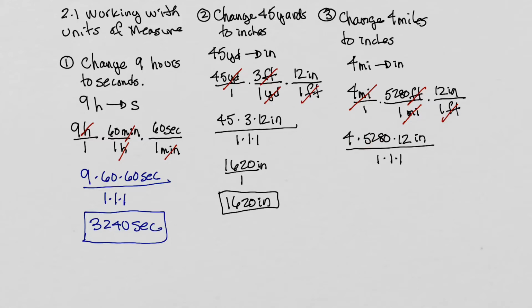Now, when I did that, I got 252,960 inches all over 1. And I did that multiplication on my calculator. So we're saying now that 4 miles is 252,960 inches. Now, let's give this a try. Let's change 18 pounds to ounces.